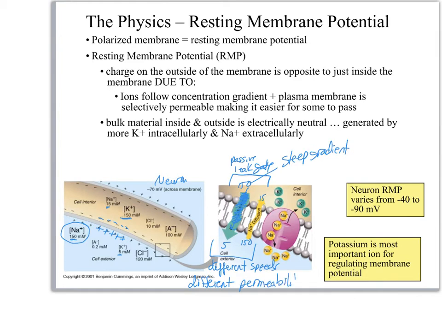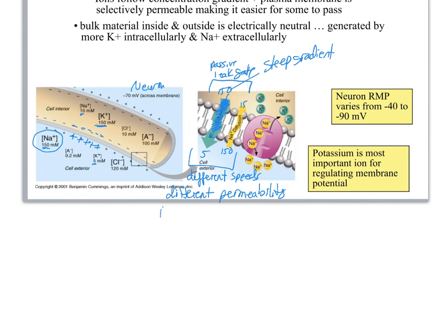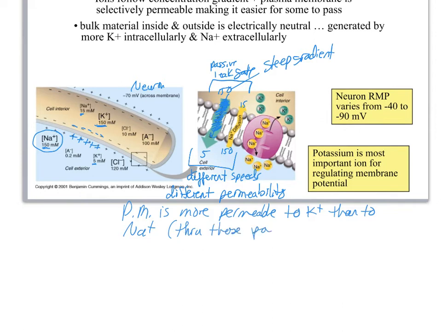Okay, so the plasma membrane, the PM, is more permeable to potassium than to sodium. Now remember, this is all through those passive gates, or those passive channels. Okay? So they're going to be following this. Now, again, if you just let this go, it would eventually be equal on either side.